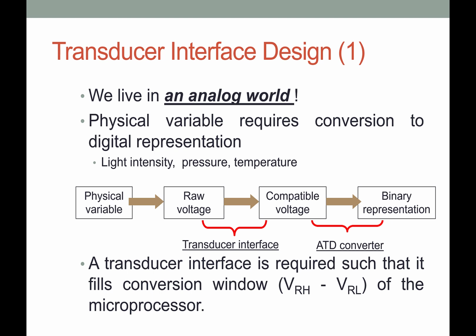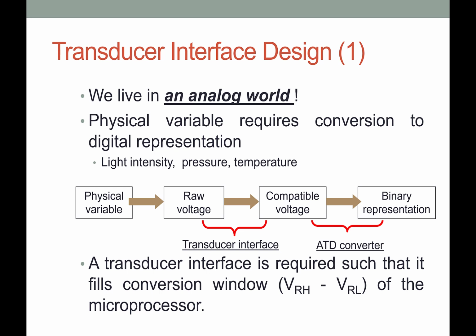So we have to have some sensor that takes this physical variable into a raw voltage that then has to go through some manipulation maybe to get a compatible voltage for our board, and then this compatible voltage that's allowed to go into our board and be interpreted by the analog to digital converter into a binary number.